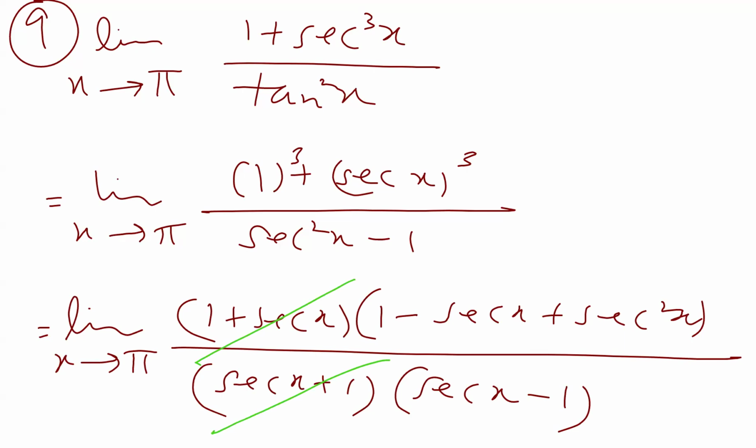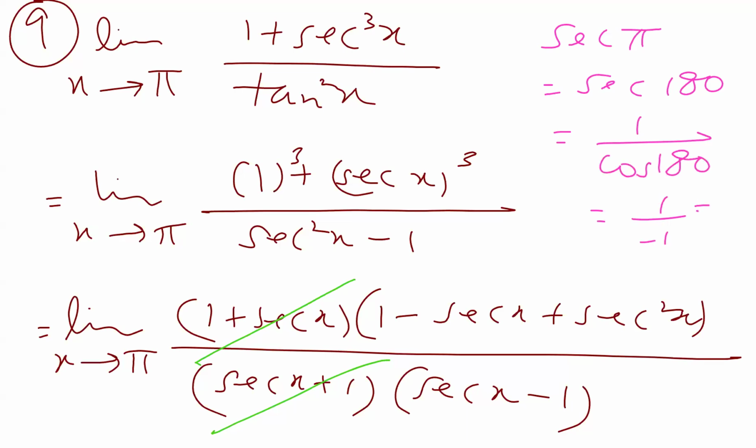Now let's understand this. Sec pi is equal to sec 180, which is equal to 1 upon cos 180, and cos 180 is minus 1, so sec pi is also minus 1. So this value is minus 1. You can put these values and complete the problem.